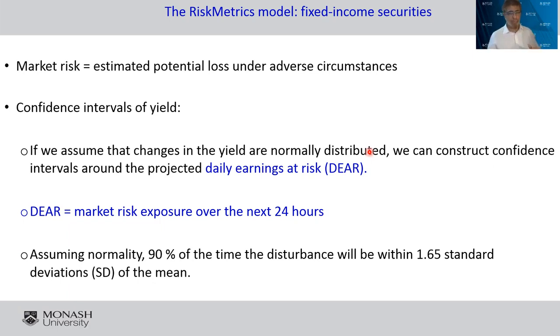The normal distribution is symmetrical from the right side and the left side, and the return goes to those 2 sides, and therefore when we talk about normal distribution, we assume that the mean will be 0. So the DIR is the market risk exposure over the next 24 hours. We are assuming normality with 90% confidence, within 1.65 standard deviation of the mean.